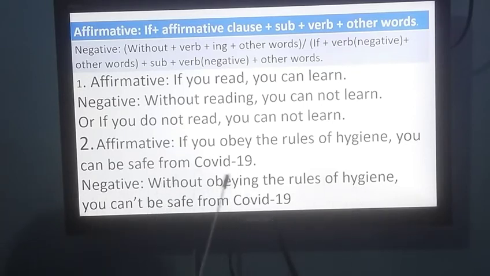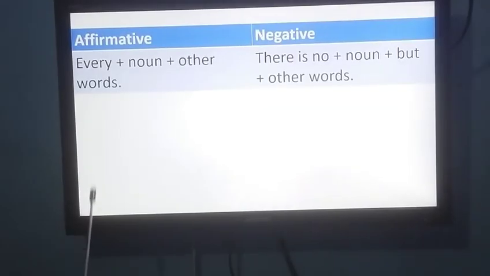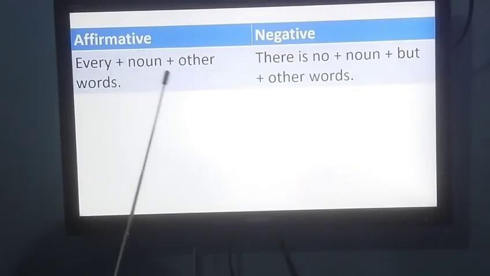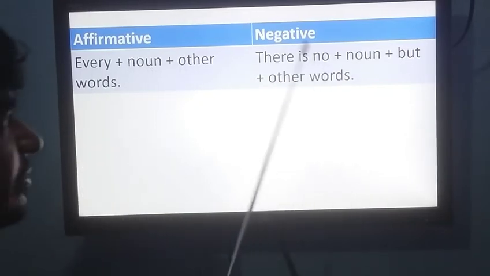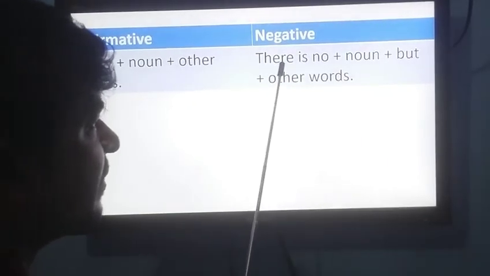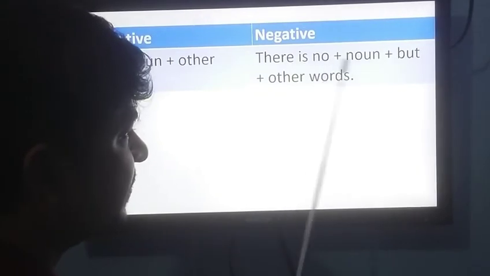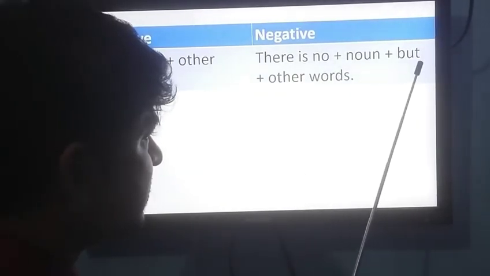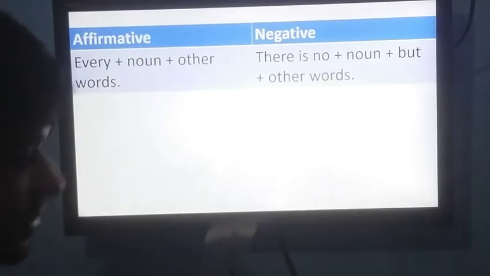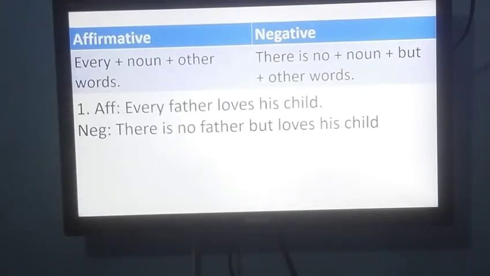Without plus verb plus ing, then other words of the sentence, then you can't, subject plus verb negative, can't, then be safe from COVID-19, other words of the sentence. In affirmative sentence, if you get the structure every plus noun plus other words, you have to make it negative in this way. First of all, you have to write there is no, then you have to write noun, then but, then other words of the sentence. Now take an example.